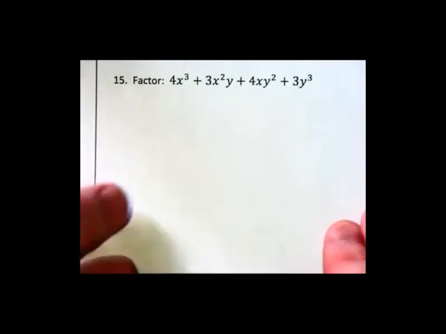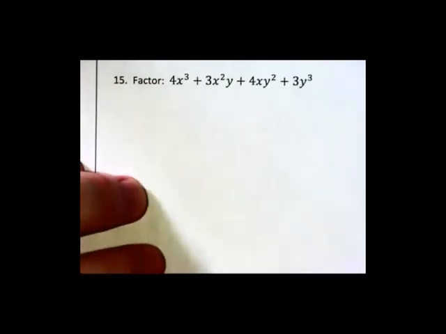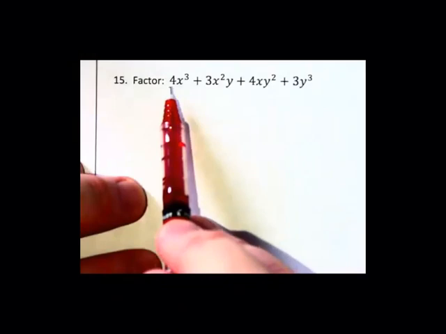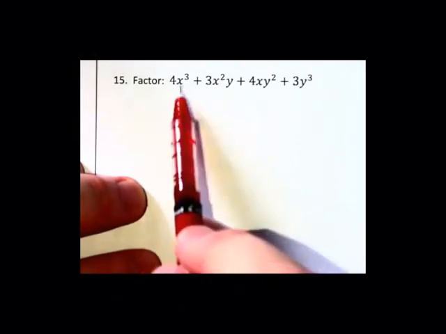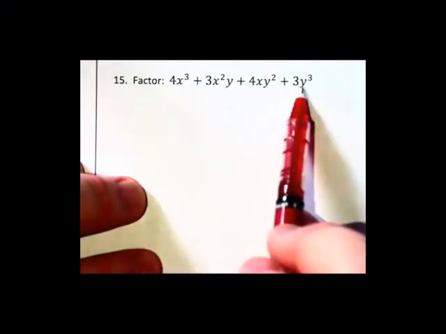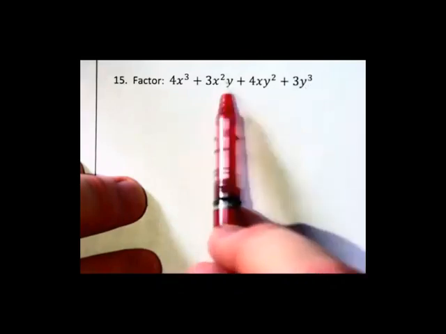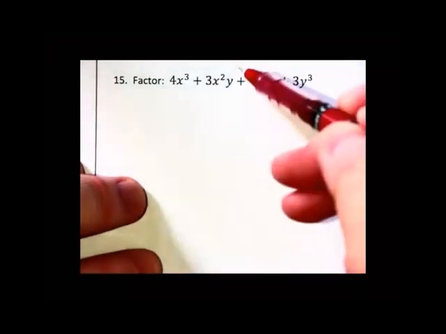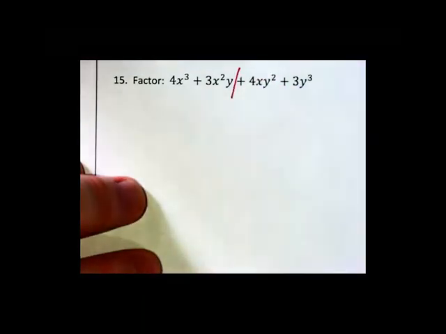Okay, the final problem of this little mini review. We see a lot of terms, we see a lot of 4's and 3's and x's and y's. So we begin by asking whether there's anything that goes into all the terms. No for the 4 versus 3, x's, x's, x's, no x's, y's, y's, y's, no y's. So there is no GCF. We're going to go straight to splitting it down the middle.